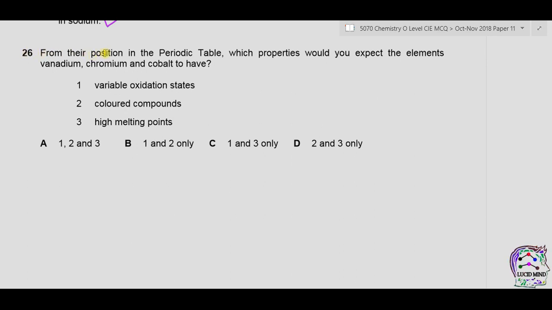Question 26. From their position in the periodic table, which properties do you expect the elements vanadium, chromium and cobalt to have? Vanadium, chromium and cobalt, all three are members of transition elements, and transition elements have variable oxidation states. They also form colored compounds and they have high melting points. Correct answer is A.